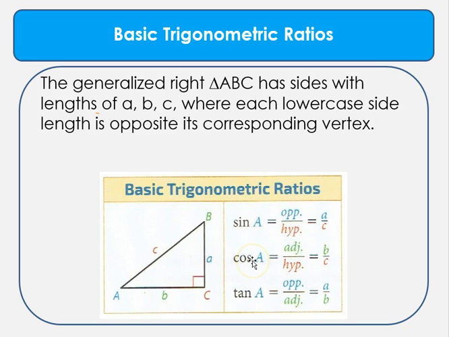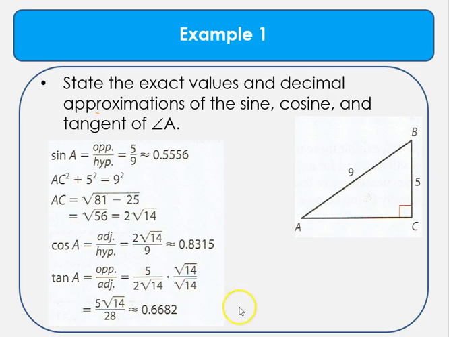Cosine angle A would be adjacent, which is B, over hypotenuse, which is C. And the tan of angle A would be the opposite, A, over the adjacent, B. And that's how we get these ratios. So you can remember them by using opposite over hypotenuse, or you can remember them using A over C with your drawing. Let's take a look at example 1.